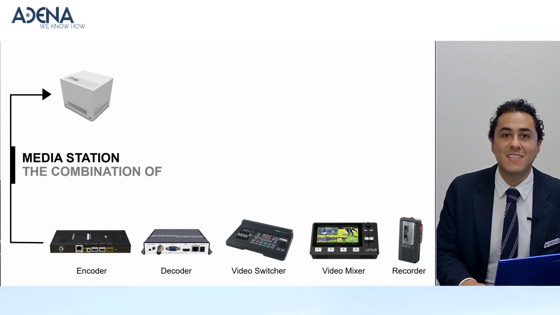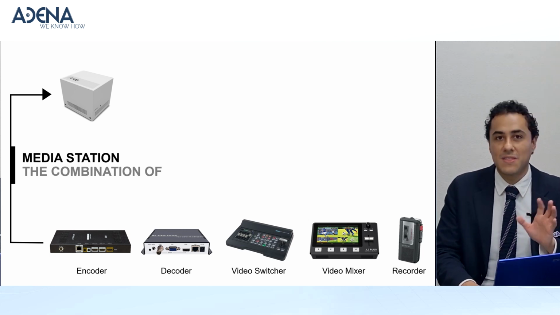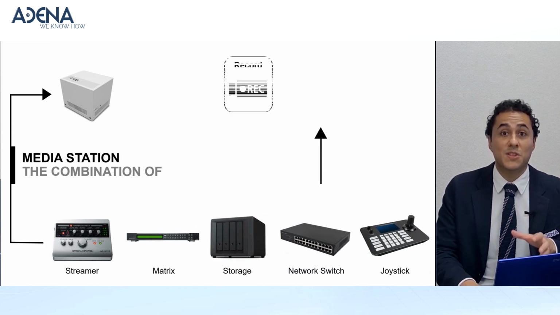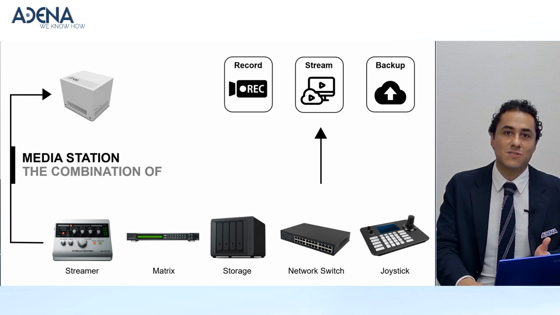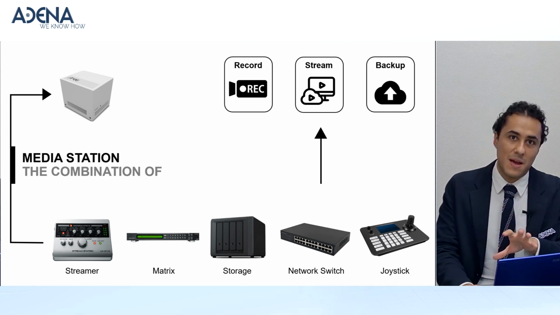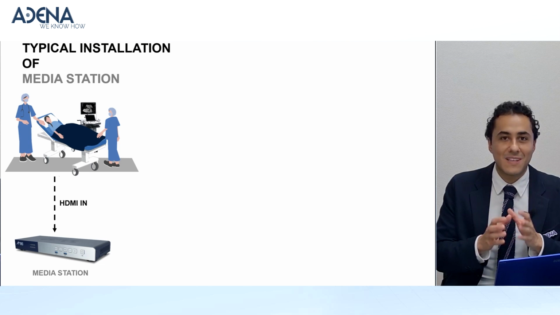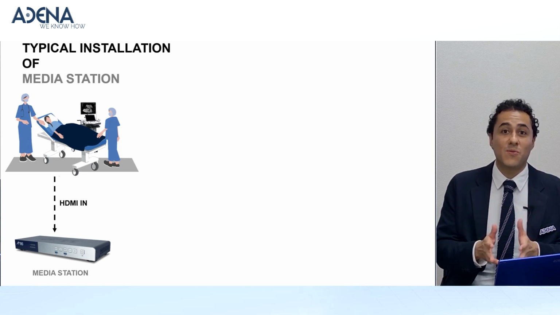The media station is a combination of multiple AV products such as encoder, decoder, video mixer. Also, the storage part can be done directly into my station, and of course perform the three main actions that are the recording, the streaming, and the backup of this content. Now, let me show you a typical installation of the media station, and it's basically what I'm doing right now.